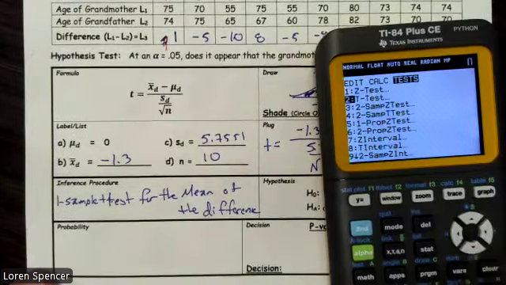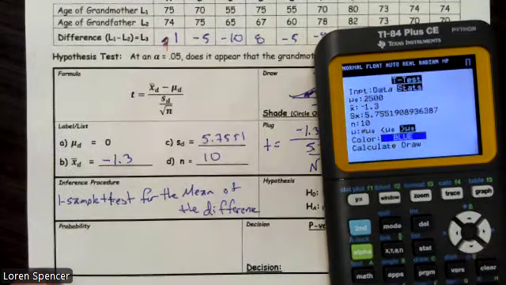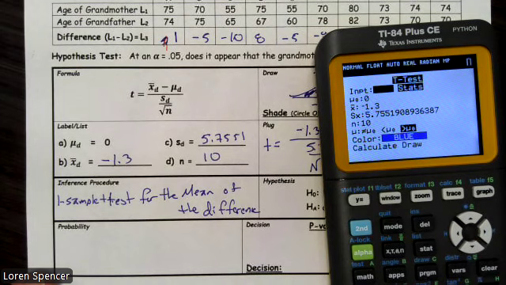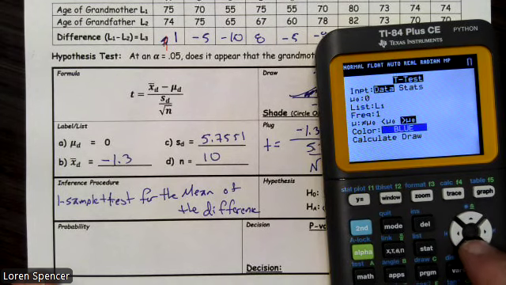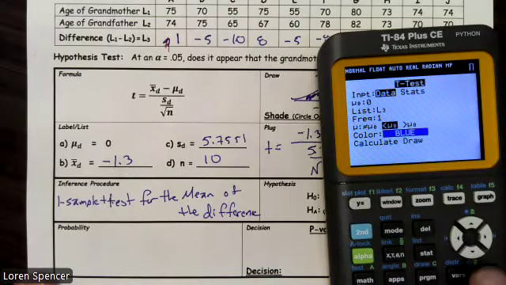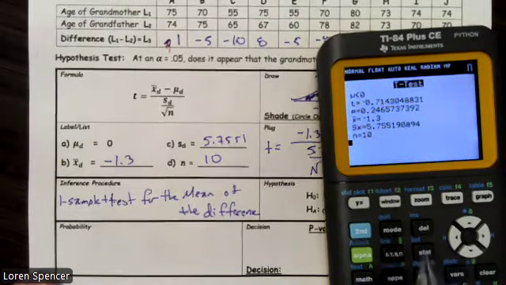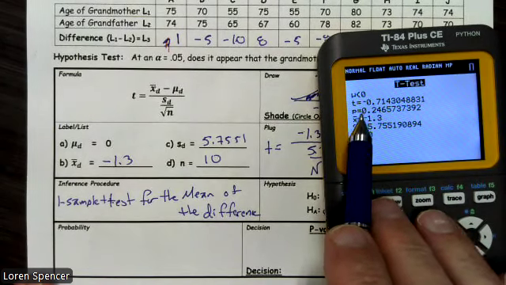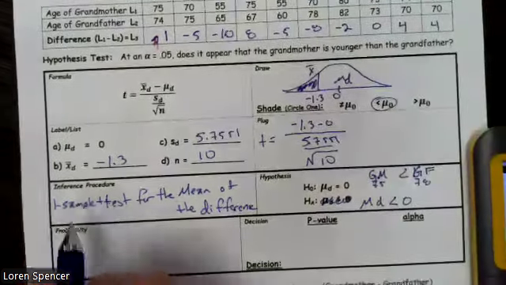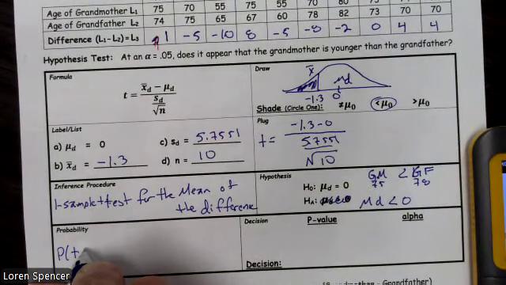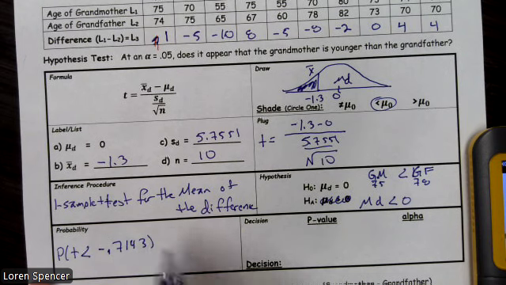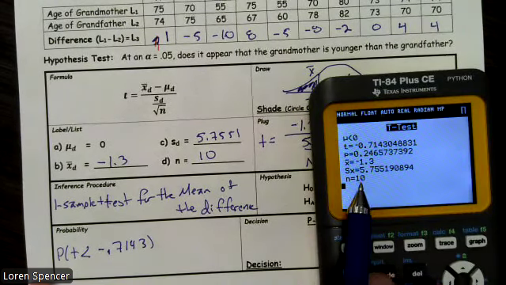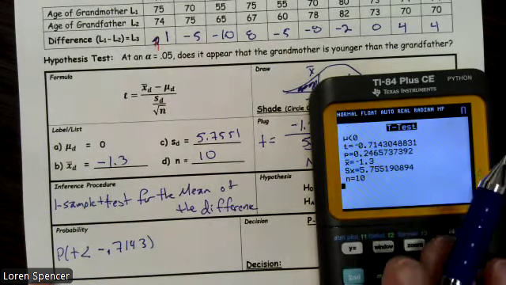Stat test, T test. Mean is 0. Got data in there. There we go. Mean is 0. Second 3, because we're looking for the data in L3. We want less than. And the probability that T is less than -0.7143 equals 0.2465.